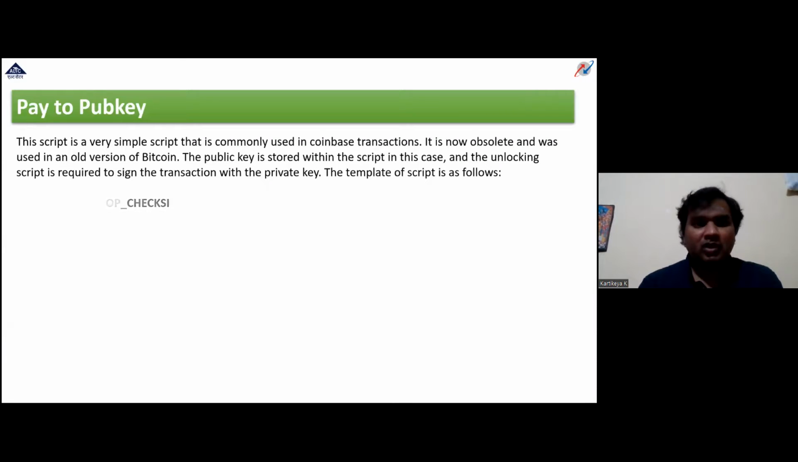Pay to public key. The script is a very simple script commonly used in Coinbase transactions. Though it is obsolete, it was used in the earlier versions of Bitcoin. The public key is stored within the script in this case, and the unlocking script is required to sign the transaction with the private key. If you want to unlock the script, again, we need to use the private key to unlock that script.